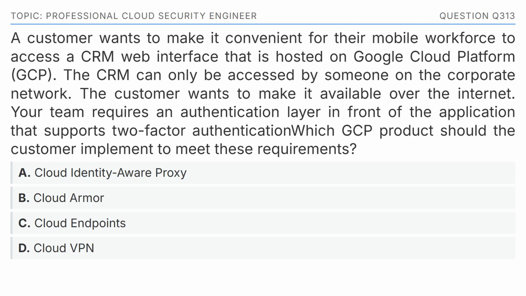The options are Option A, Cloud Identity Aware Proxy. Option B, Cloud Armor. Option C, Cloud Endpoints. Option D, Cloud VPN.